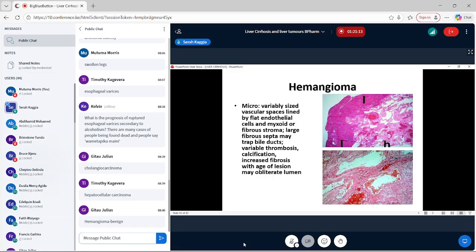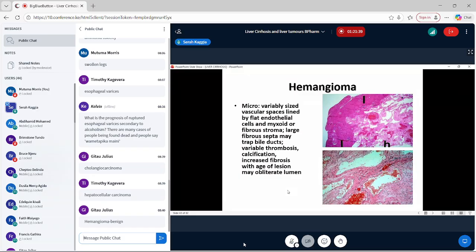So when we cut this and look at it on the microscope, this is what we see. Dilated, variably sized spacious vascular spaces. See here, these spaces here. These are all vascular spaces. High power, these are vascular spaces, very many. And they're all lined by endothelium. Some of them may have thrombosis like here. So that's what we see.